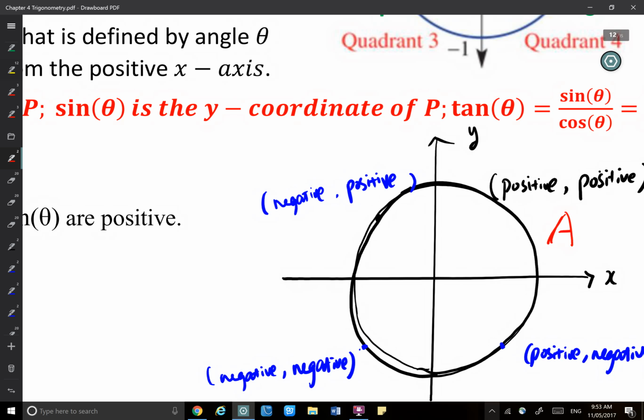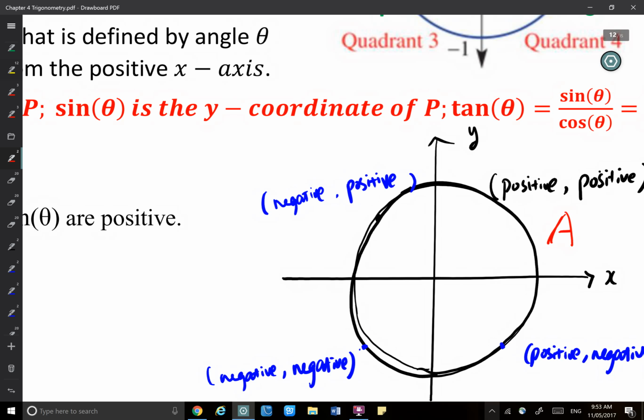What do you say about the last quadrant? Cosine is the x value, which is positive. Y is the sine value, which is negative. Sine over cosine will be negative. So only cosine is positive in this quadrant. We have the letter C here to represent that only cosine is positive.